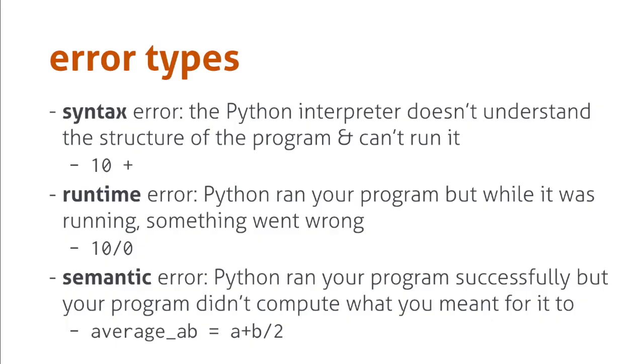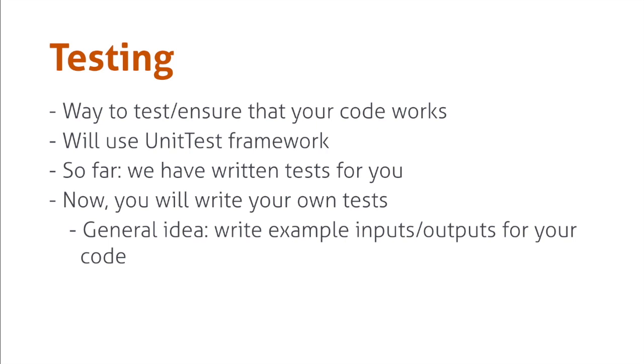Remember that there are three primary error types. There are syntax errors, where Python doesn't understand the instructions; runtime errors, where Python understood the instructions but something went wrong; and semantic errors, where Python ran successfully but just didn't compute what we wanted it to. Testing helps us detect that third kind of error, semantic errors, to test and ensure that our code actually produces what we want it to produce.